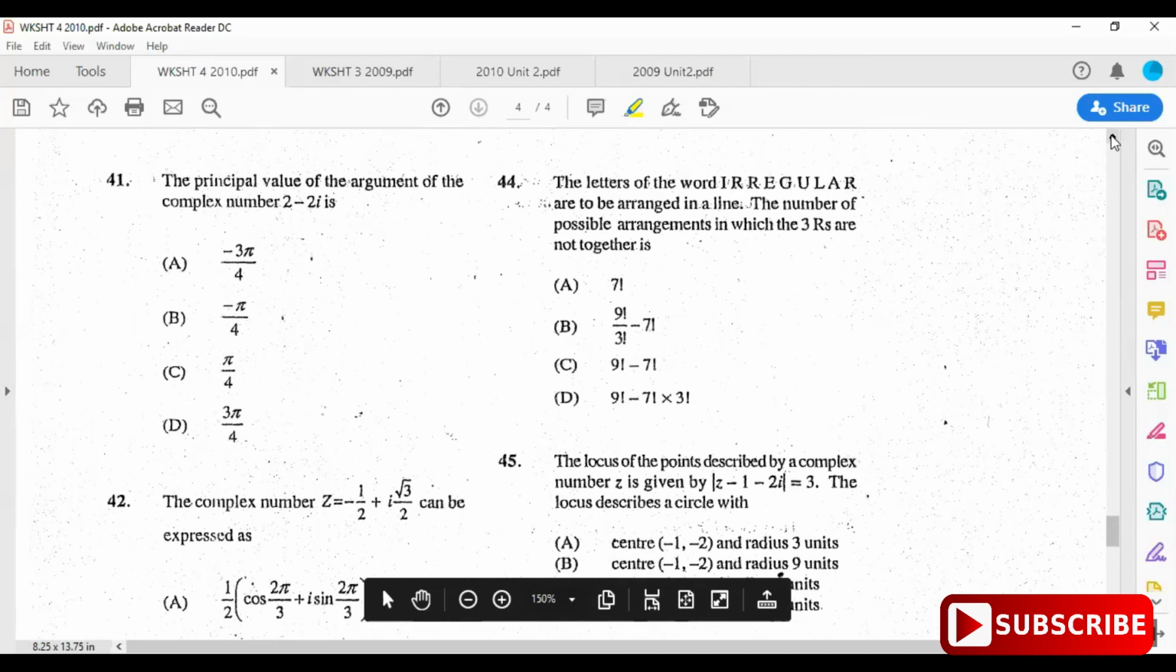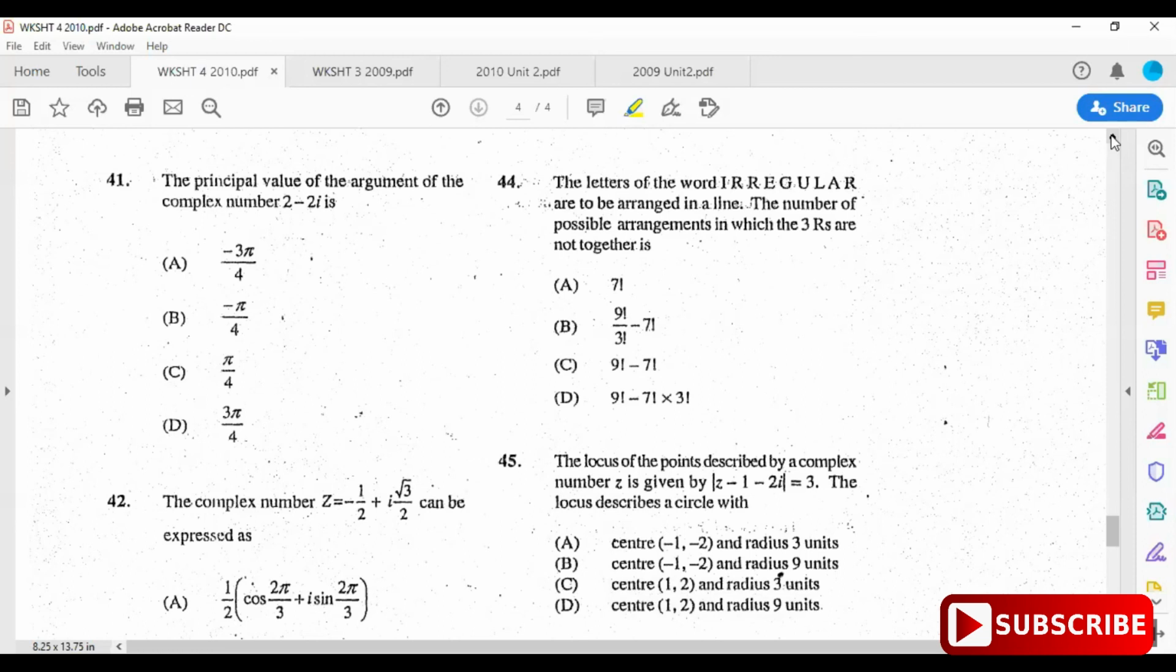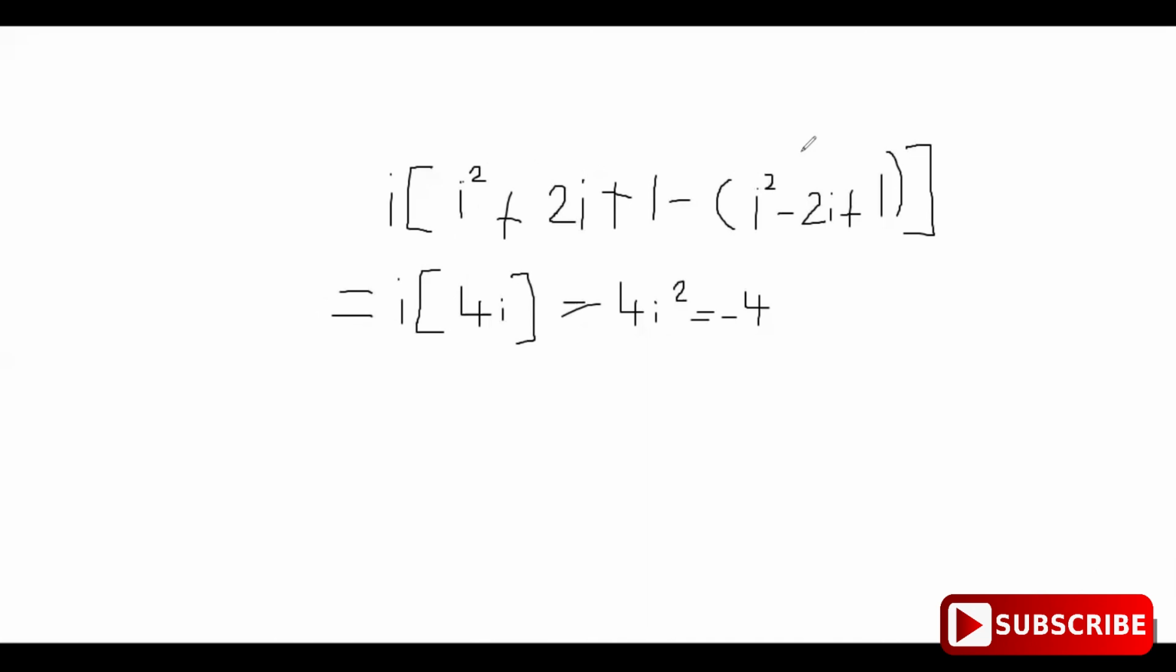Final part now. The principal value of the argument of the complex number 2 minus 2i. Now, there's a thing about complex numbers where you have to remember the particular quadrant that you're dealing with. Yes, you have to draw the complex number on the Argand diagram. So always remember that the argument is the angle it makes with the positive x-axis. And so 2 minus 2i, x is positive, so it's going to be in the fourth quadrant.